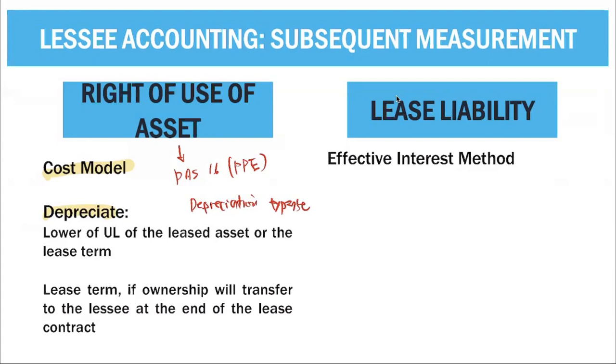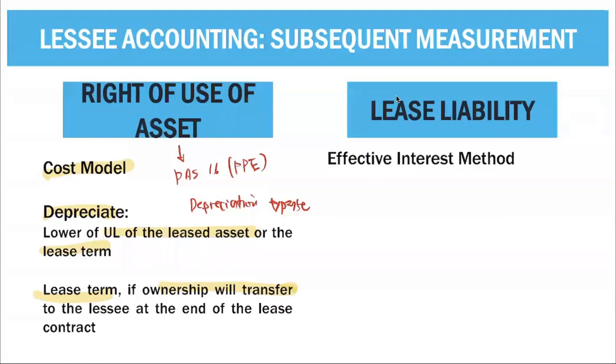Lower of the life of the lease asset or the lease term, or the lease term if ownership will transfer. Take note, it is always the lower between the two, but if ever there is a transfer of ownership at the end of the lease contract, we use your lease term. That's how we will measure your right of use of asset.